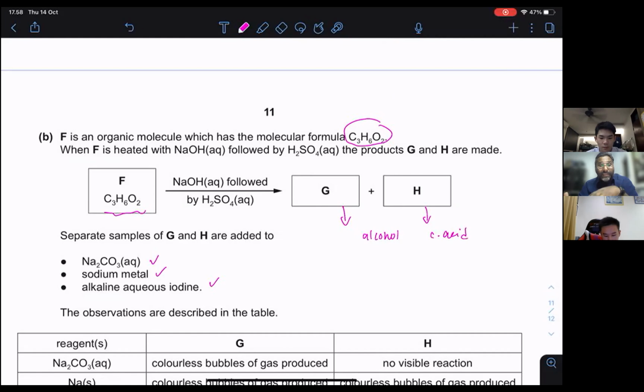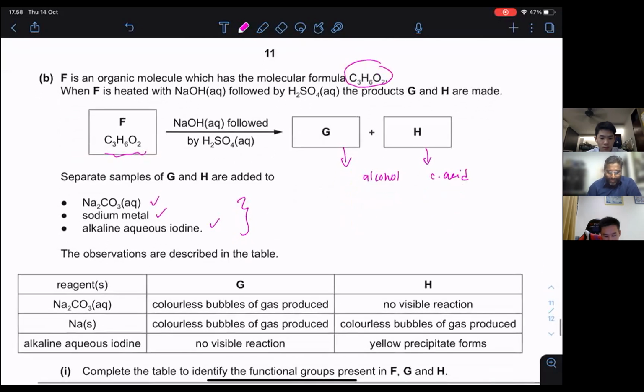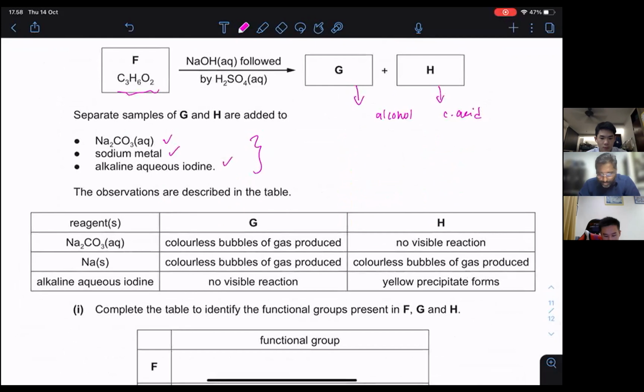Using all these things, we can actually identify what G and H are. You can see here, when you use sodium carbonate, a colorless bubble of gas is produced. It means there is a reaction. So I just want to ask, can alcohol react with sodium carbonate? I don't know, sir.